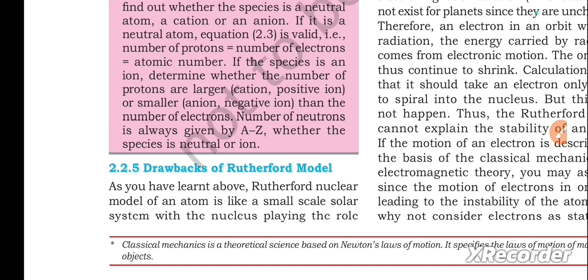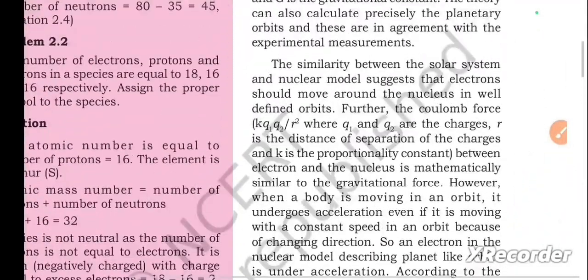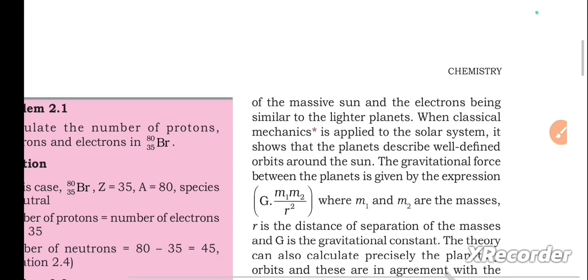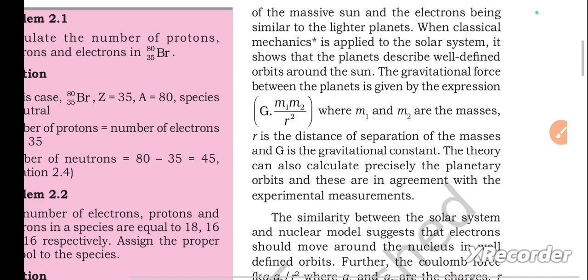Next, drawbacks of Rutherford model. As you have learnt, the Rutherford nuclear model of an atom is like a small-scale solar system with the nucleus playing the role of the massive sun and the electrons being similar to the lighter planets.